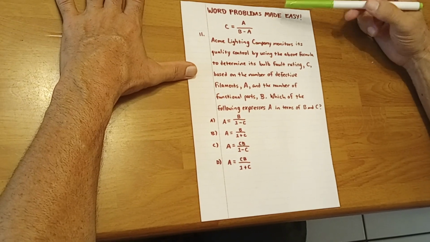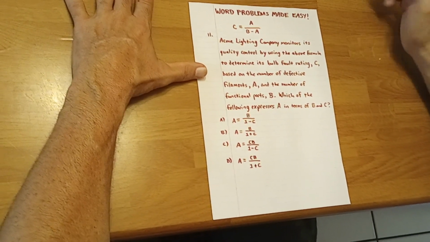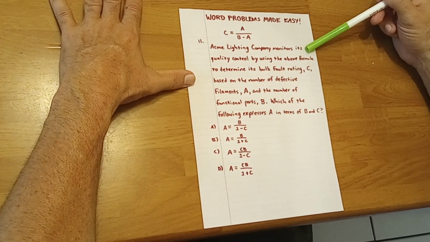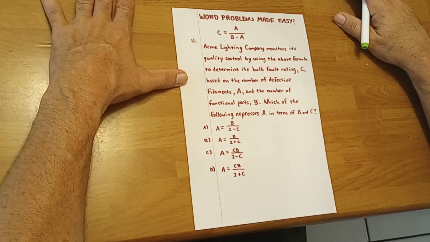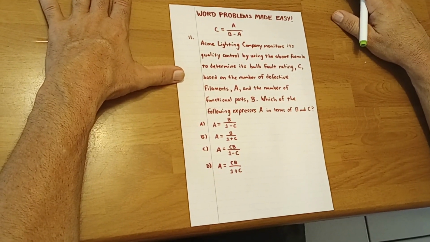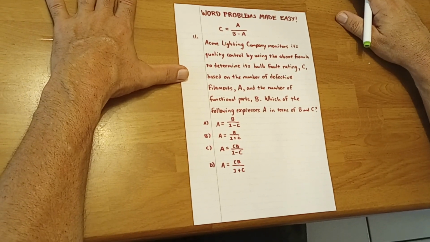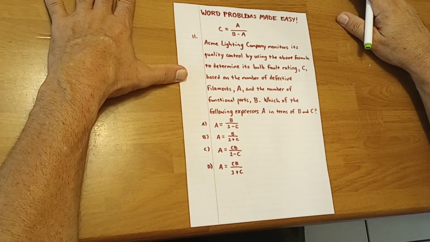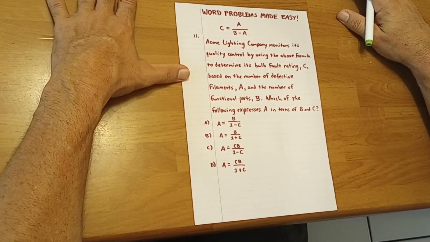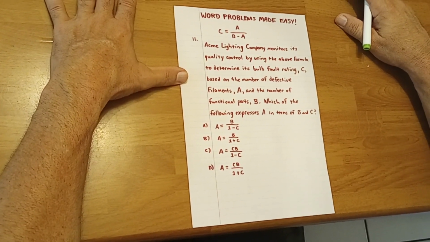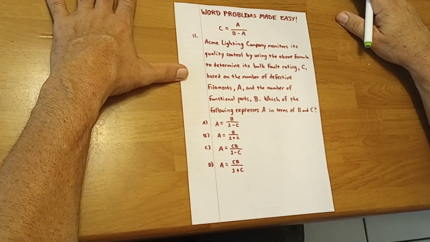Okay, so here we have an equation up at the top involving three variables. Looks kind of complicated. And then let's see what it says. It says Acme Lighting Company monitors its quality control by using the above formula to determine its bulb fault rating, C, based on the number of defective filaments, A, and the number of functional parts, B. Which of the following expresses A in terms of B and C?